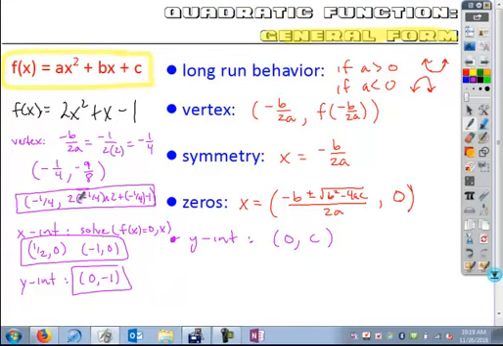Okay, so the only other thing that I might have here would be symmetry. The line of symmetry is x equals -1/4, and the end behavior for this graph, because my leading coefficient is positive, my end behavior is it goes up to the left and up to the right.